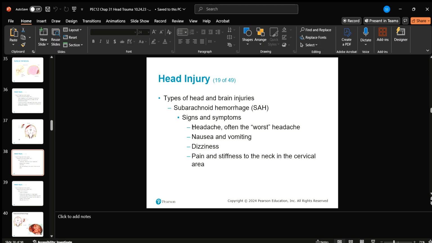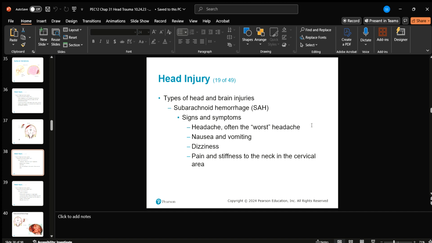So here is something to take into consideration. You may get a test question on this. A headache is often the quote worst headache, or you may see thunderclap headache. They may describe it as a thunderclap headache. You might see that on your national registry. They're going to say the patient describes pain as the worst they've ever had, a thunderclap headache. What type of brain injury do you suspect? Epidural, subdural, subarachnoid, etc. Okay, subarachnoid hemorrhage are typically associated with the worst headache they've ever had.